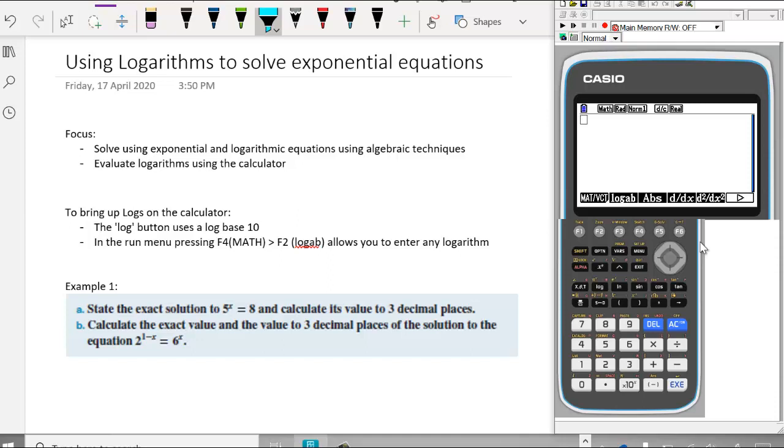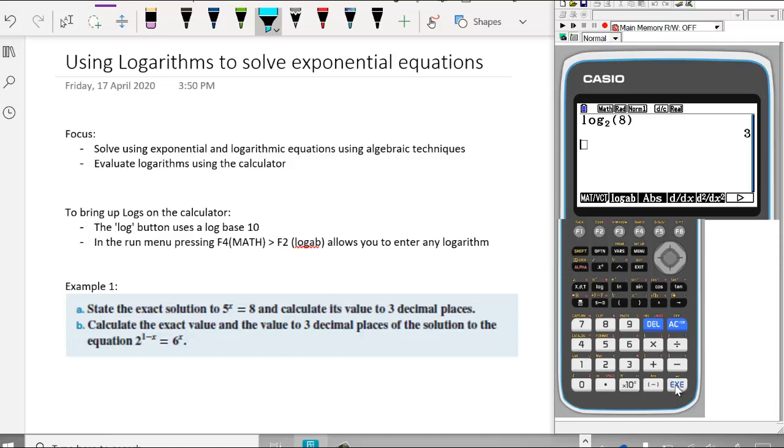The other option is if in your run menu, now you should be back at your main menu. If you're not, hit exit a couple of times and that'll make sure you're back. If you hit F4, you go into math. In that menu, you've got a bunch of different options. We want to choose the one that says log AB, so that's F2. And then we can do the log of any base. So we could say log base 2 of 8, and we should get 3 as our exponent there.